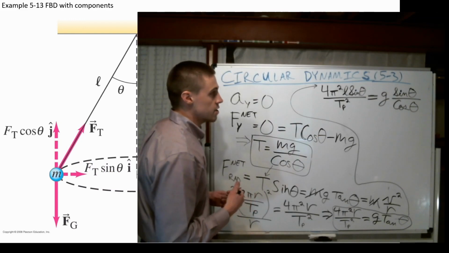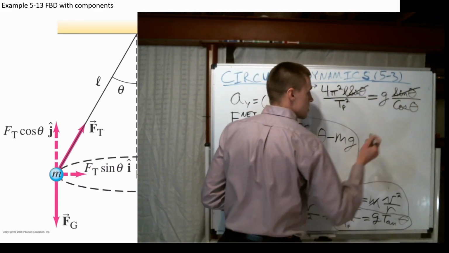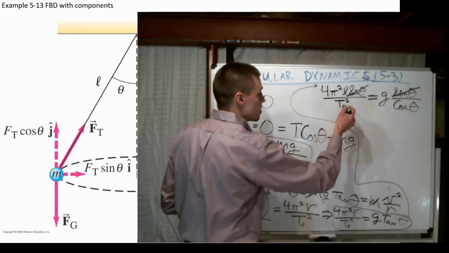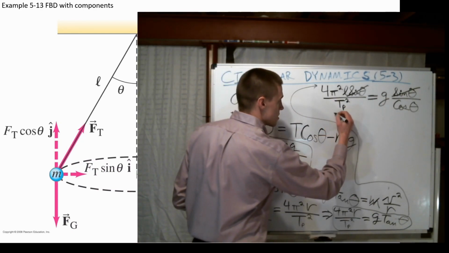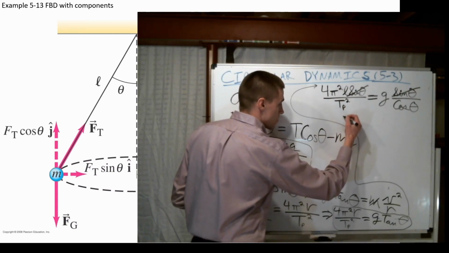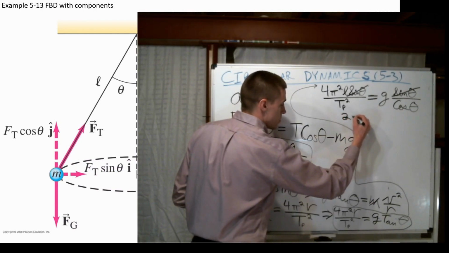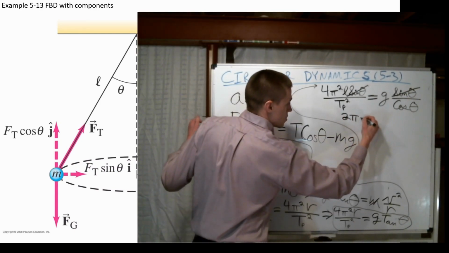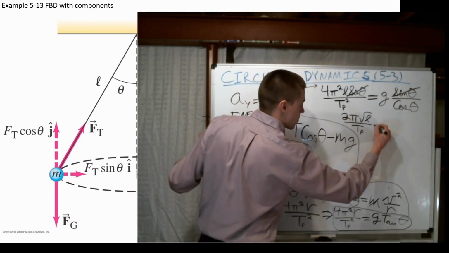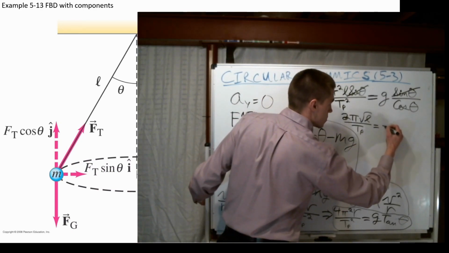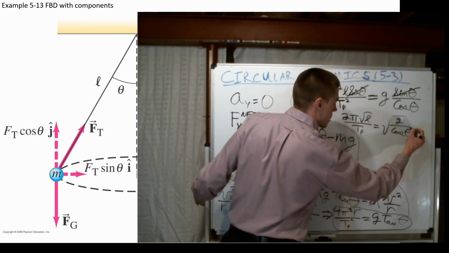Now it's just a matter of doing some algebra. So I can cancel out the sine theta on either side here. And I can take the square root of both sides of this equation. On the left-hand side, the square root of 4 pi squared over tp squared is going to be 2 pi root L over tp. And on the right-hand side, I'm just going to have root g over cosine theta.